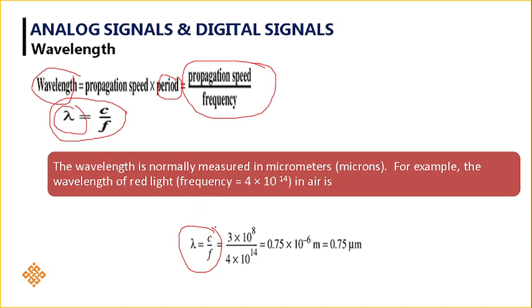We already know the speed of light, 3 lakh kilometers per second. So I represent it as 3 into 10 power 8, which is a constant, divided by the given frequency, 4 into 10 power 14. Doing the calculation, you will get 0.75 into 10 power minus 6 meters. But as I already told you, normally the wavelength is represented in micrometers. So it is 0.75 micrometers. This is how you need to find lambda whenever the frequency is given. The speed of light is constant, which is 3 lakh kilometers per second.